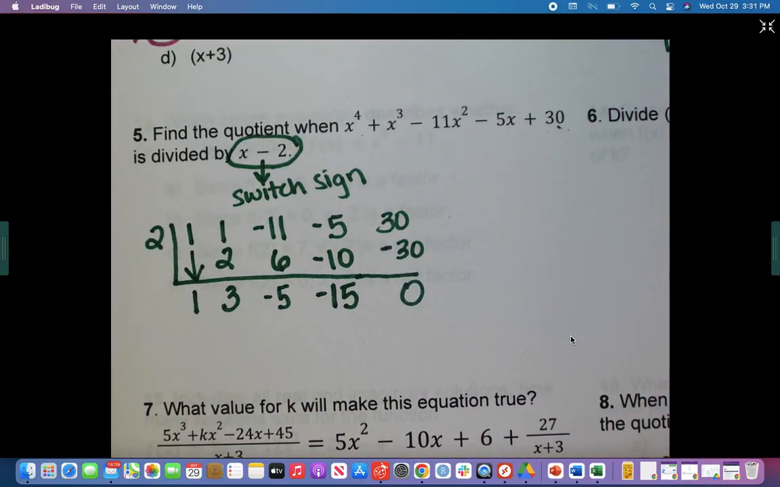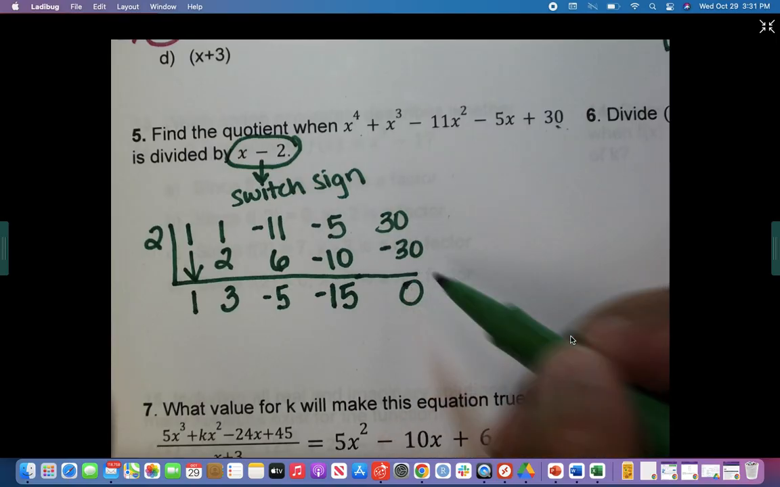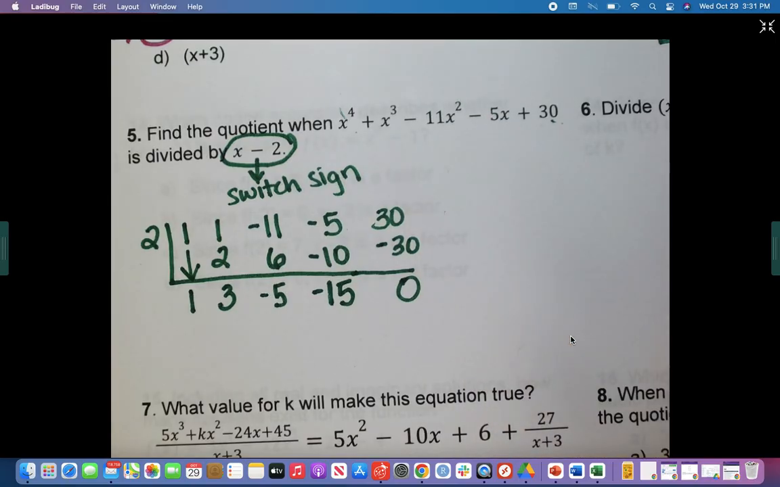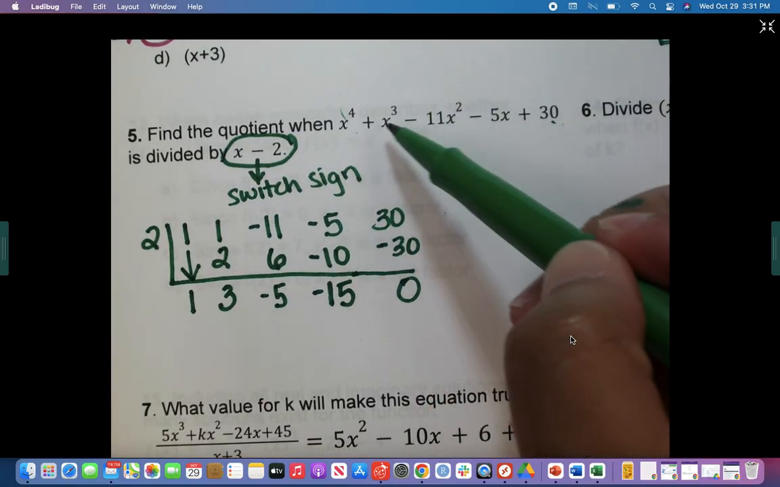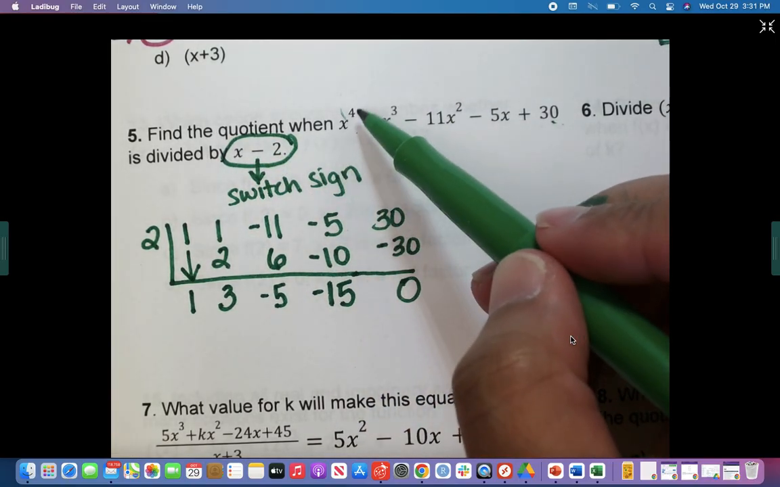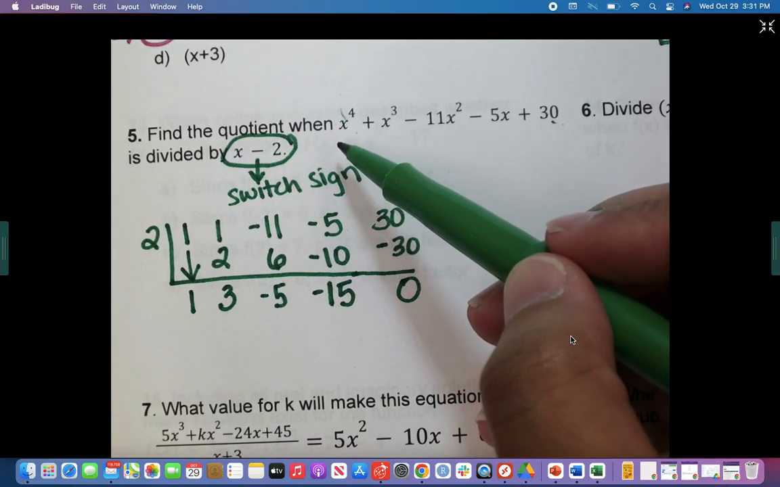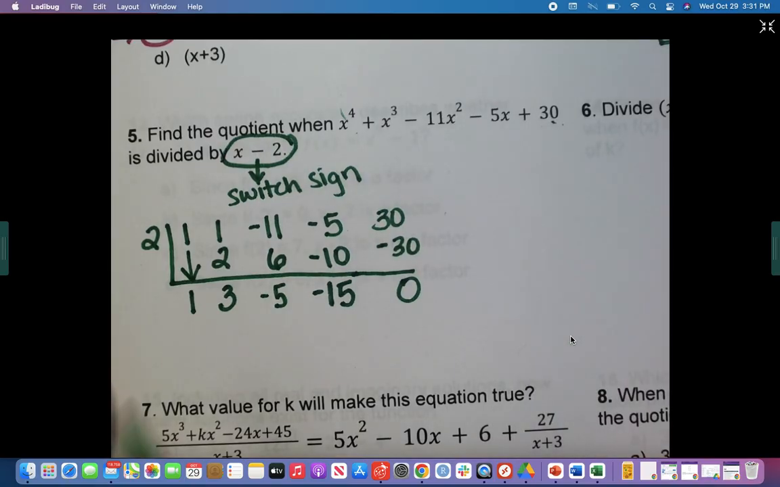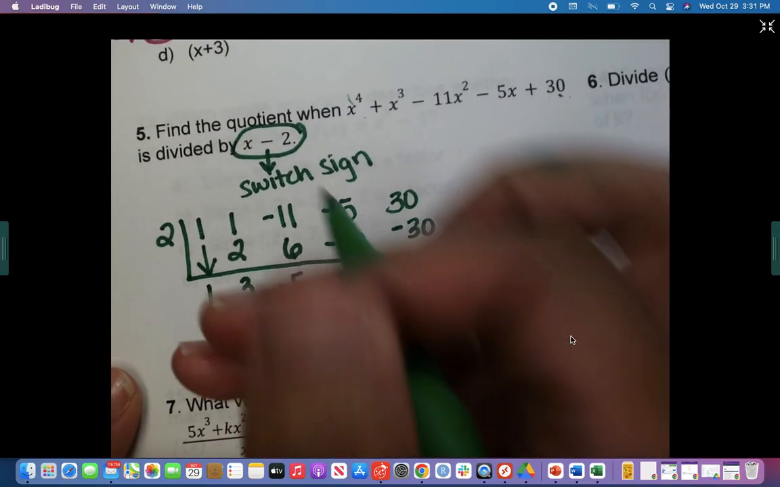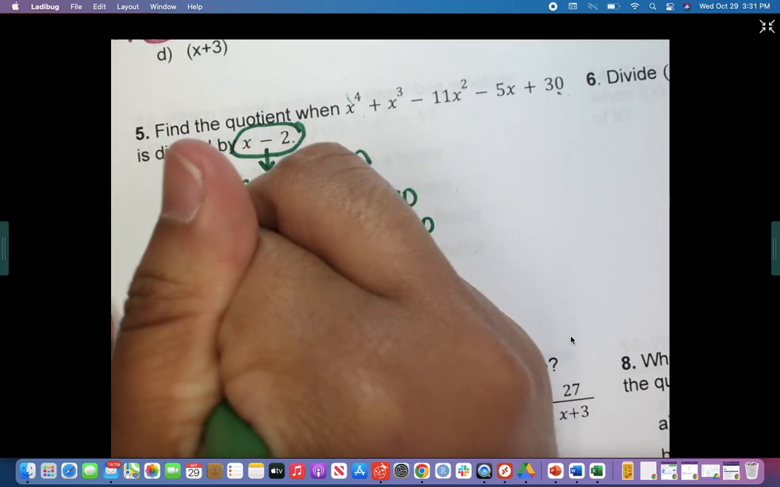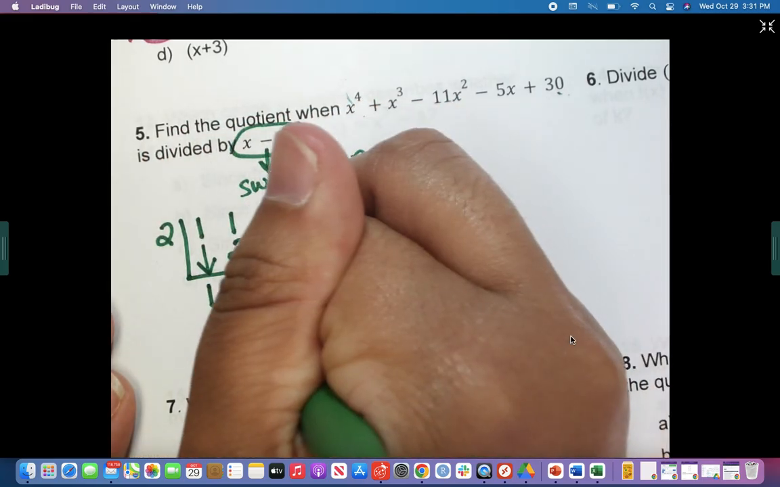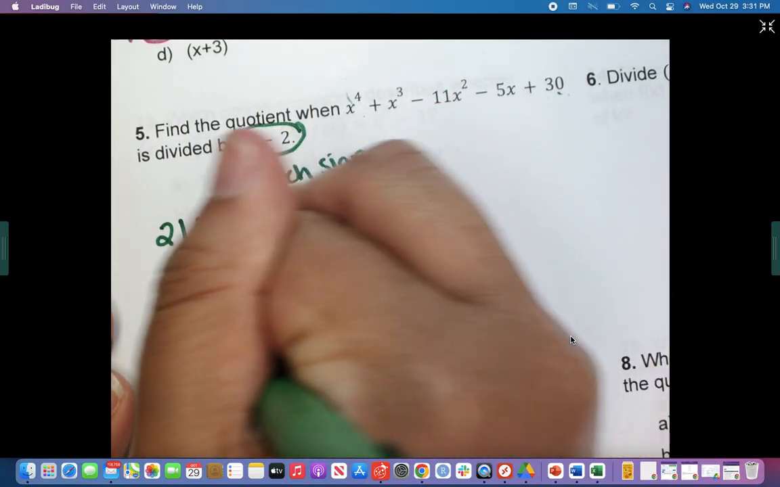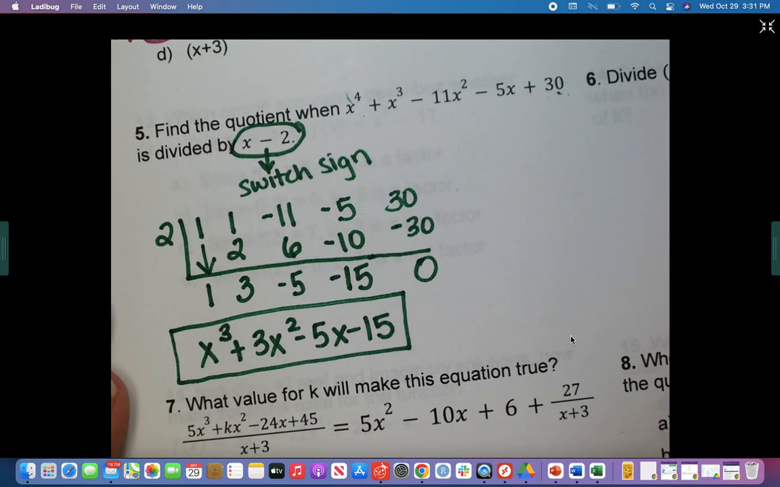So this one divides evenly because we do not have a remainder. That's also going to mean that x minus 2 is a factor of this polynomial. So then remember the way you write your answer. Because we are dividing by x, that is going to knock your exponent down by 1. So we started with x to the 4th, so our quotient is going to start with x to the 3rd. And then these numbers are your coefficients. So that's going to be x to the 3rd plus 3x squared minus 5x minus 15. So that right there would be your final answer.